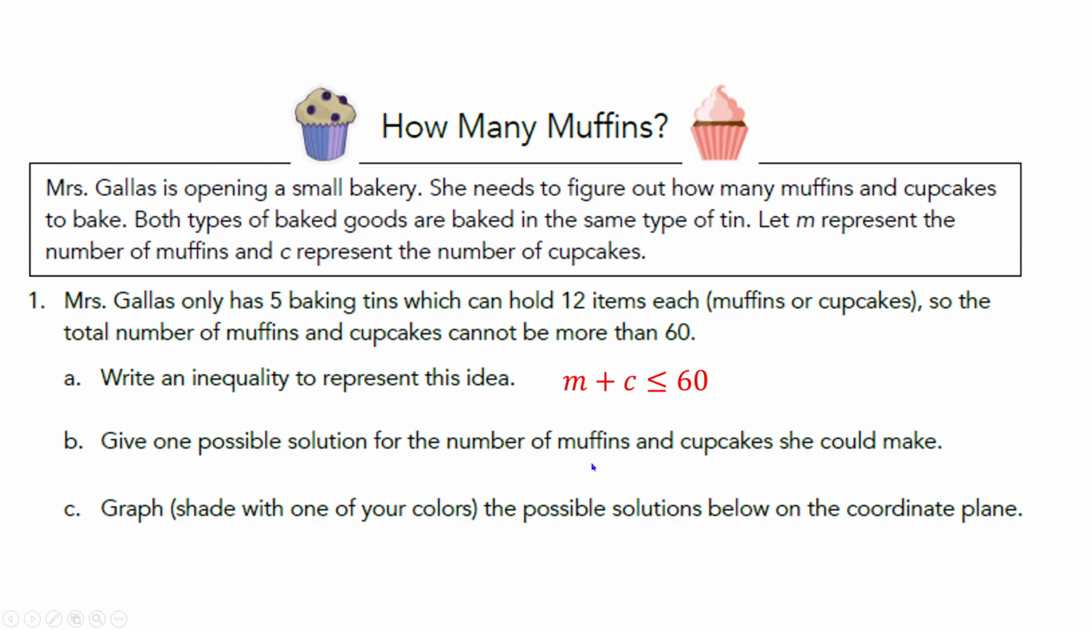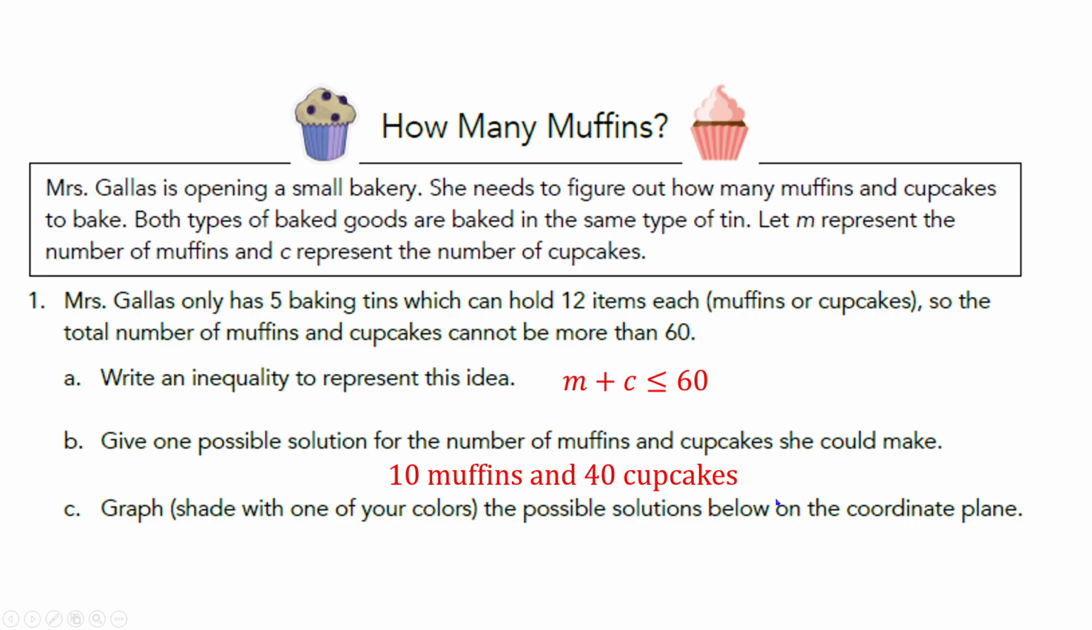And for a possible number of muffins and cupcakes, there's lots of things here. You could have 10 muffins and 40 cupcakes. That would be 50 total. That's less than or equal to 60. So there's infinitely many here. You'll graph down at the bottom with one of your colors to understand what's in the possible solutions below on the coordinate plane.